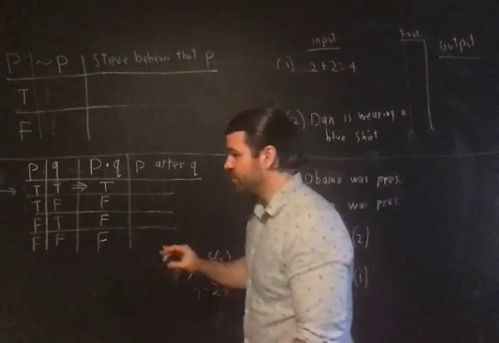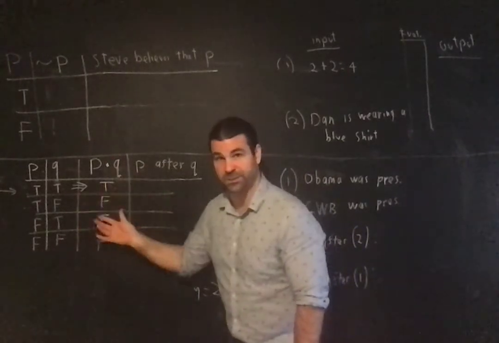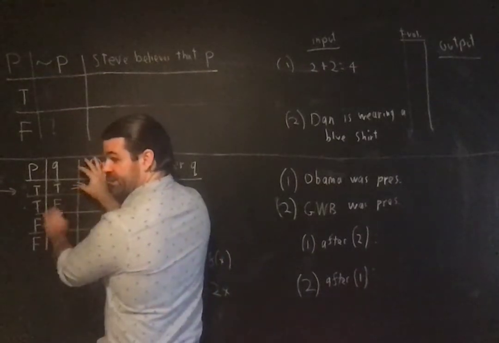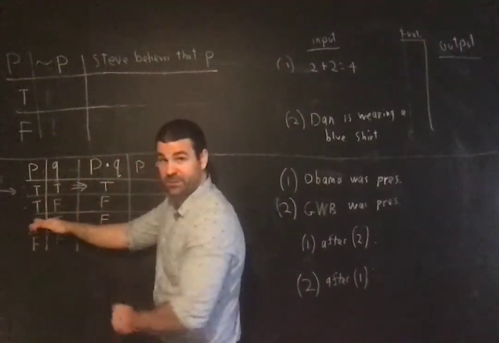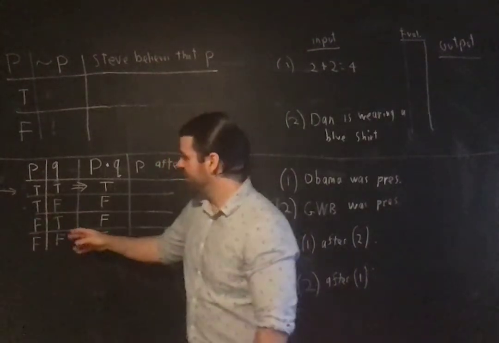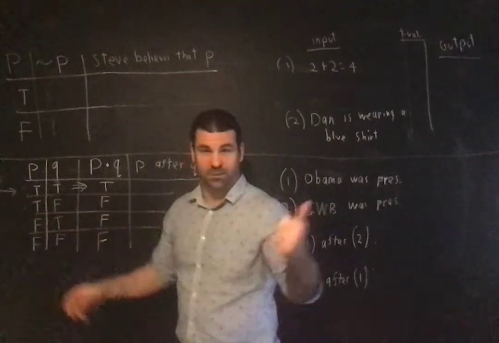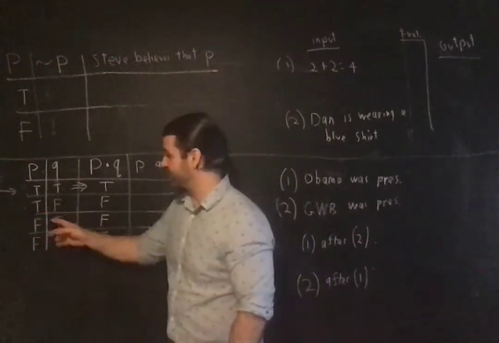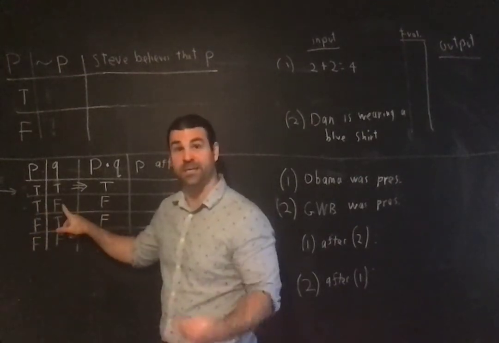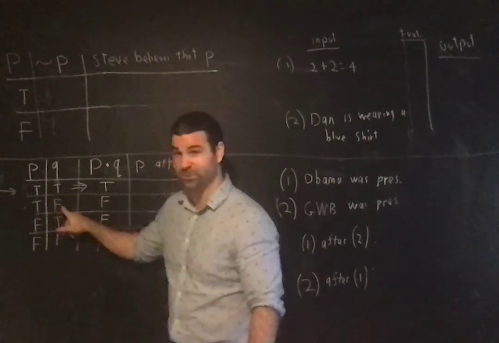Each row of the base columns represents an infinite number of substitution instances, an infinite number of pairs of sentences. I'm sure if I challenge you, you could think of a pair of sentences where the first one's true and the second one's false. Here's a second example where the first sentence is true and the second one's false. Here's a different pair of sentences where the first one's true and the second one's false.